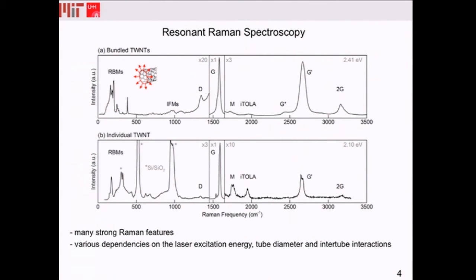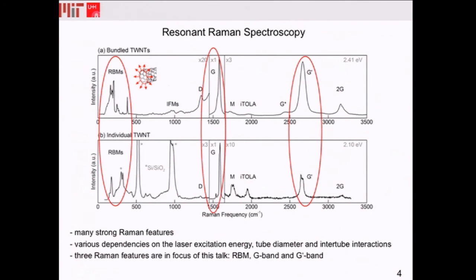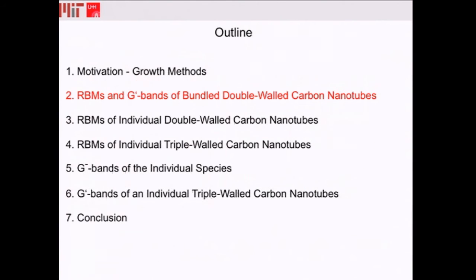And here you see the RBMs from the middle and from the inner tube, and also the G prime, the G band having a G plus and a G minus peak, and a well-developed G prime band. So in this talk, we are just talking about three different modes. At first, the very important radial breathing mode, and then we talk shortly about the G band and also the G prime band from individual tubes. So starting with the bundled samples.